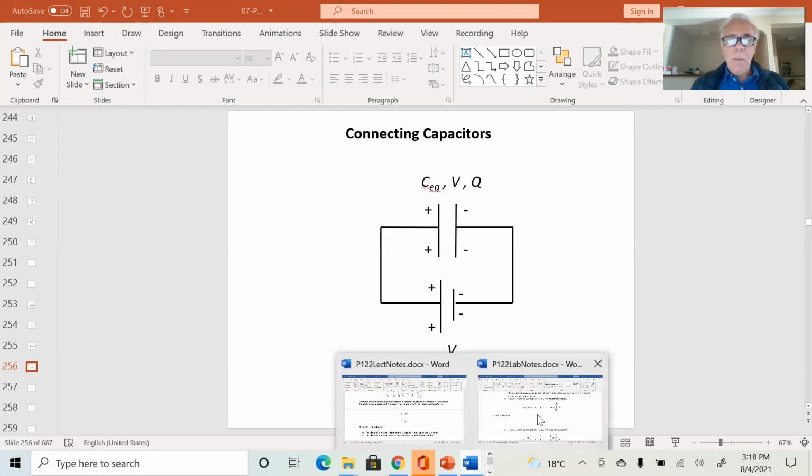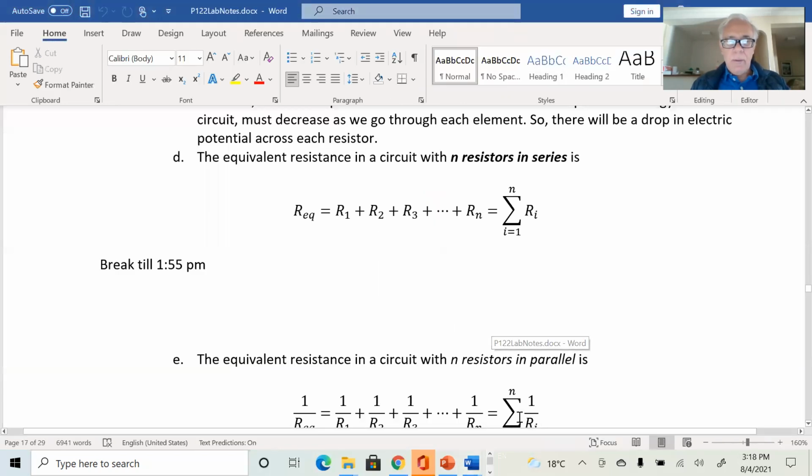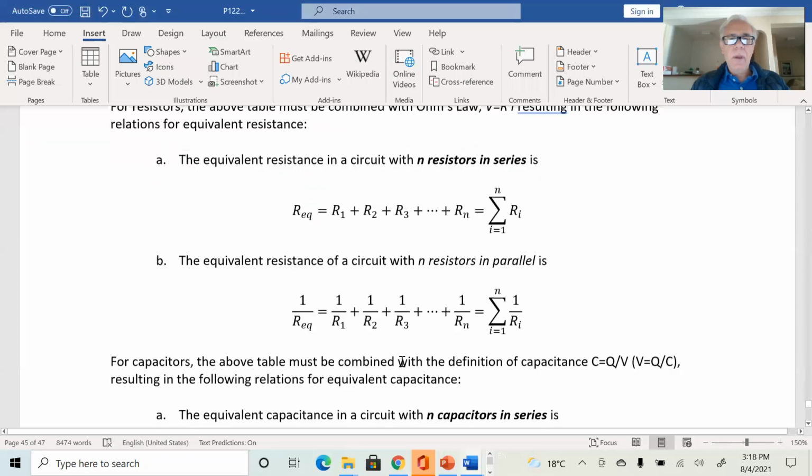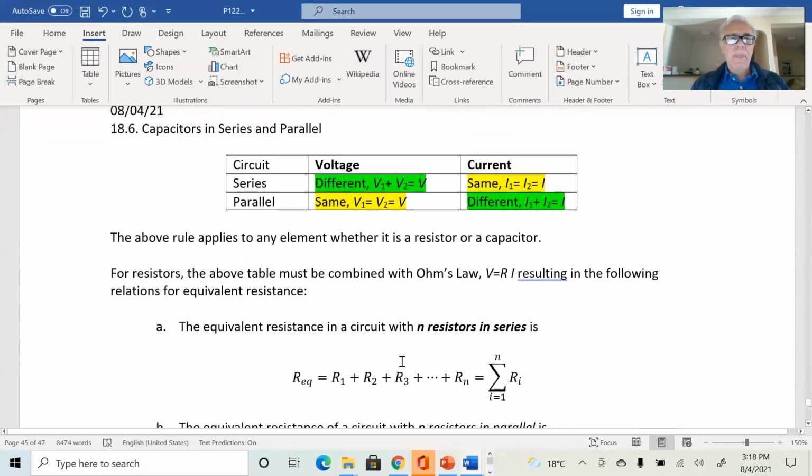So now we can go back to the lab notes, to our other notes. Now remember, we got the same current for resistors. We're going to get the same charge for capacitors, when the capacitors are in series.